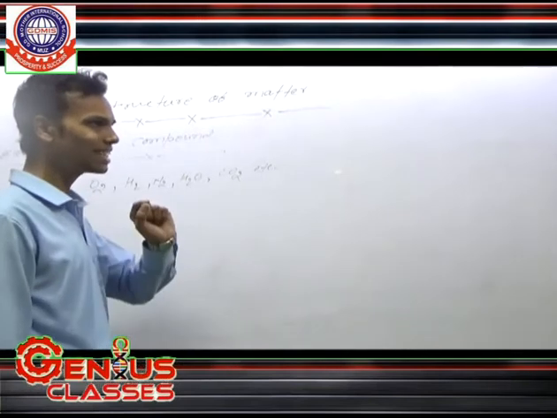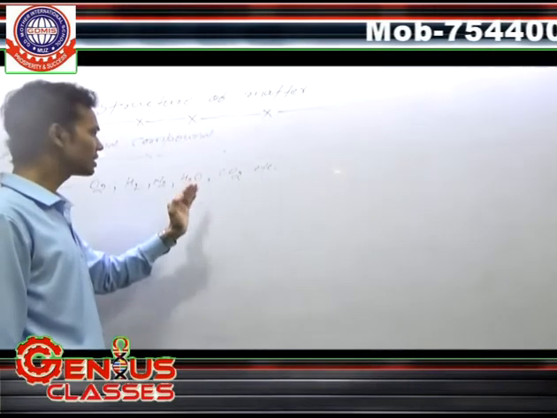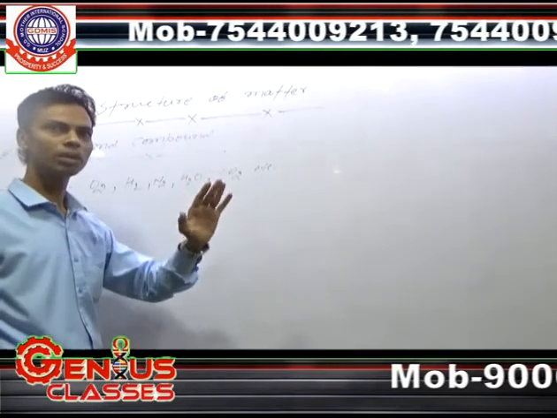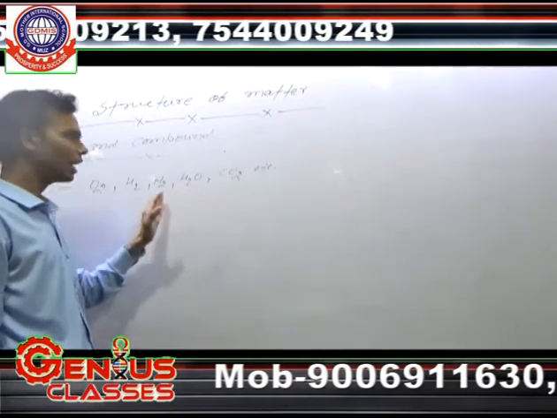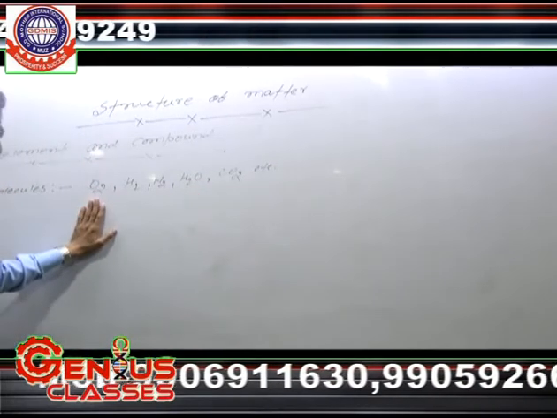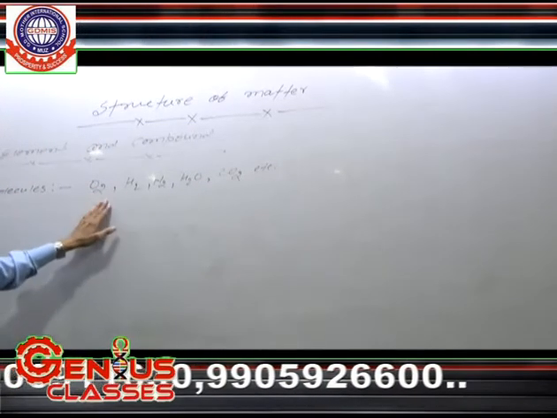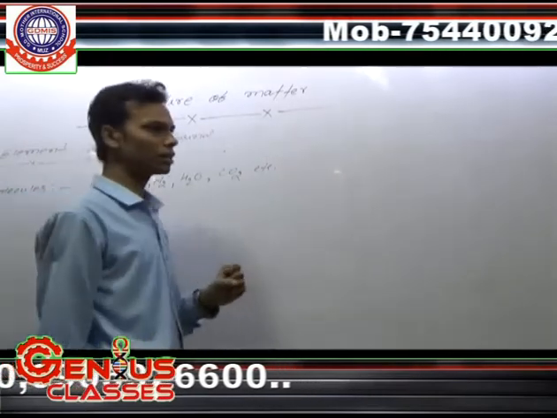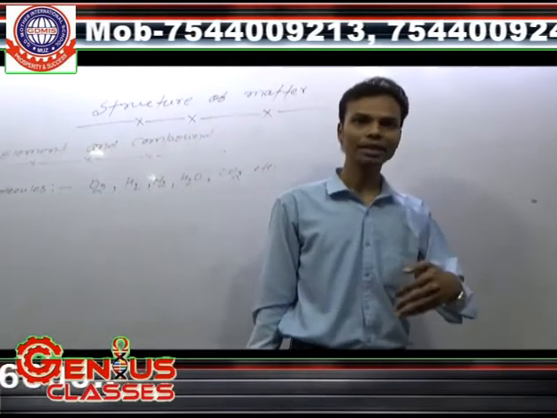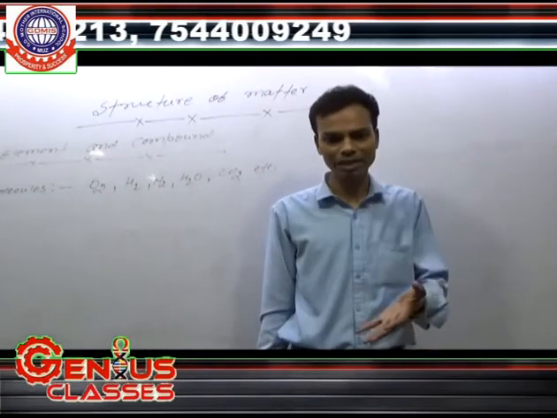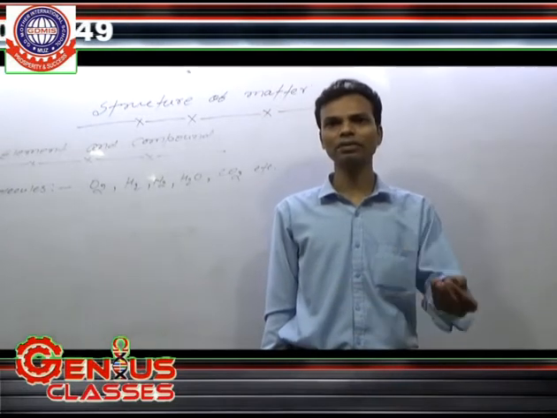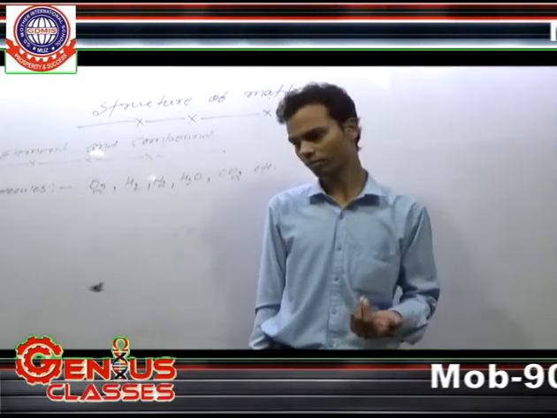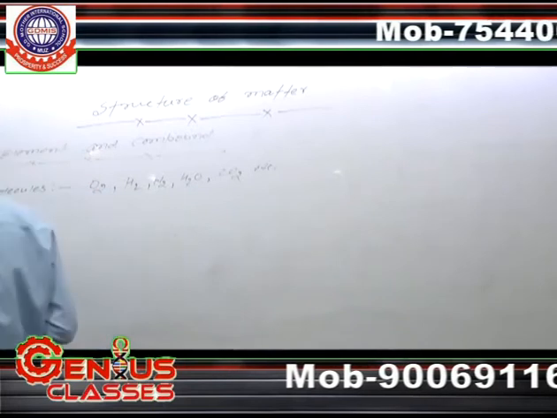So we can say that smallest particle of compound is molecule and smallest particle of an element is atom. But when atoms combine together, then they form molecule, and when these molecules are combined, then they form compound. Okay.